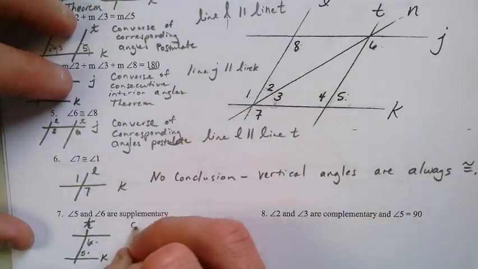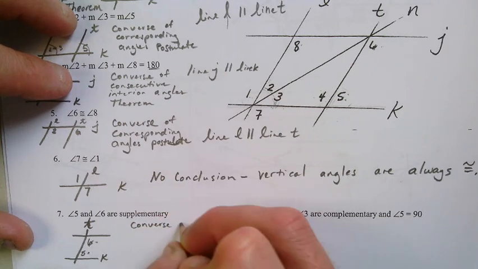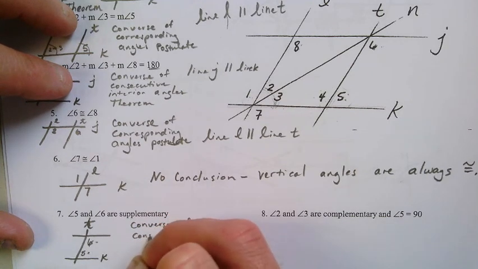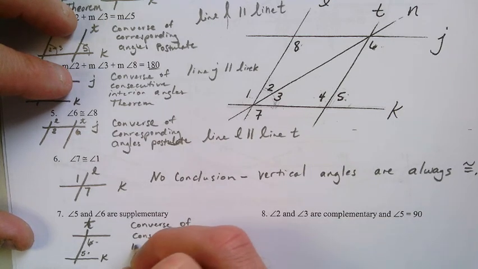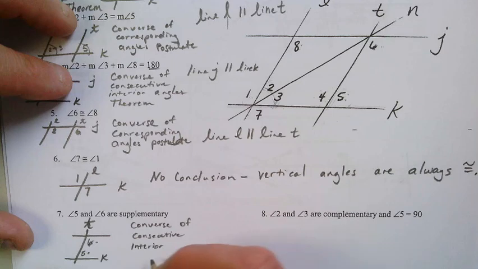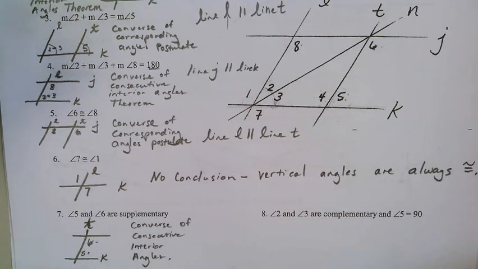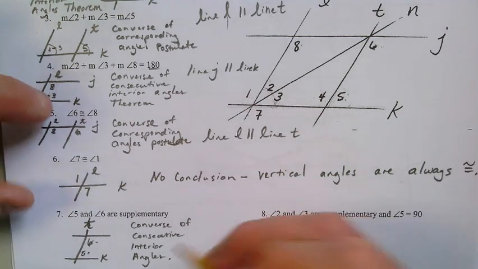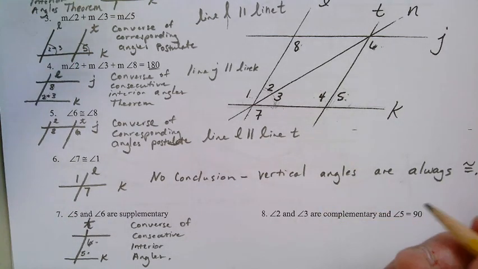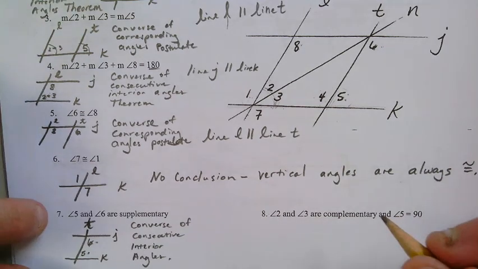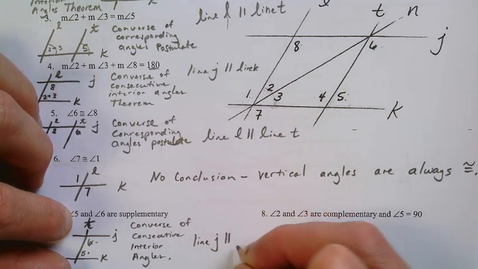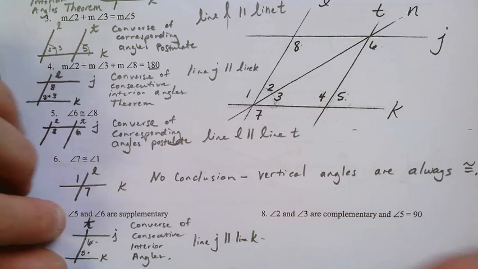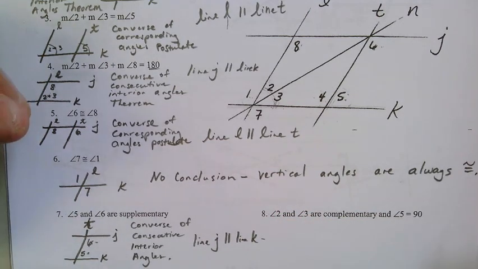I'm going to say the converse of consecutive interior angles. Okay, and these two are supplementary, and so what do I say? J was this one. Okay, what this means is this, that line J is parallel to line K. Line J is parallel to line K.